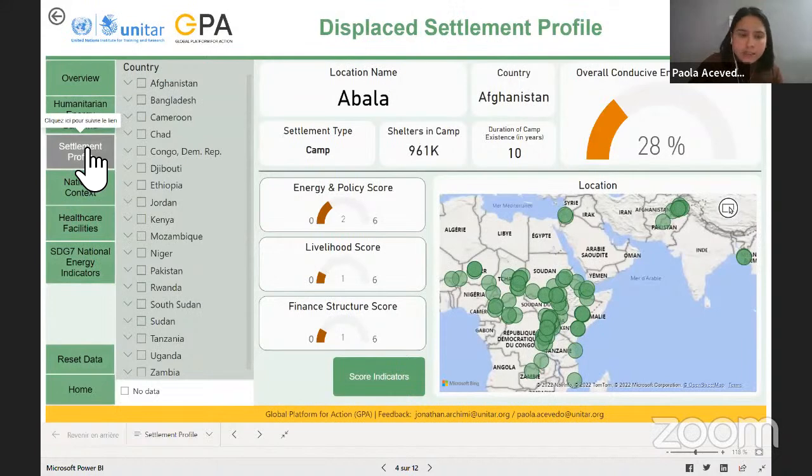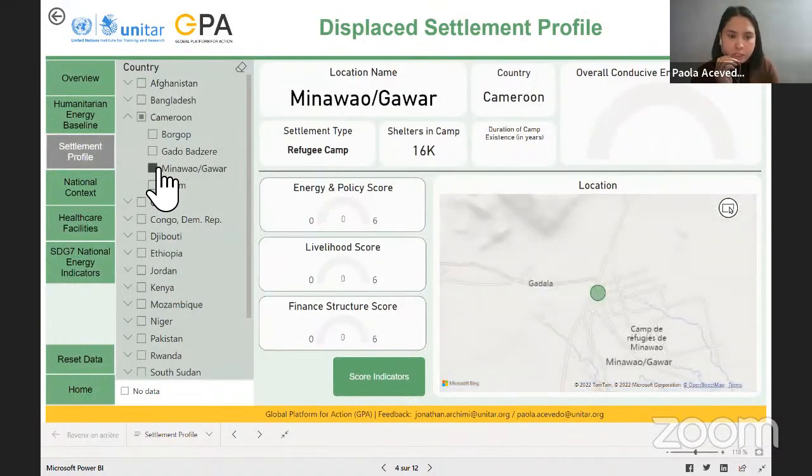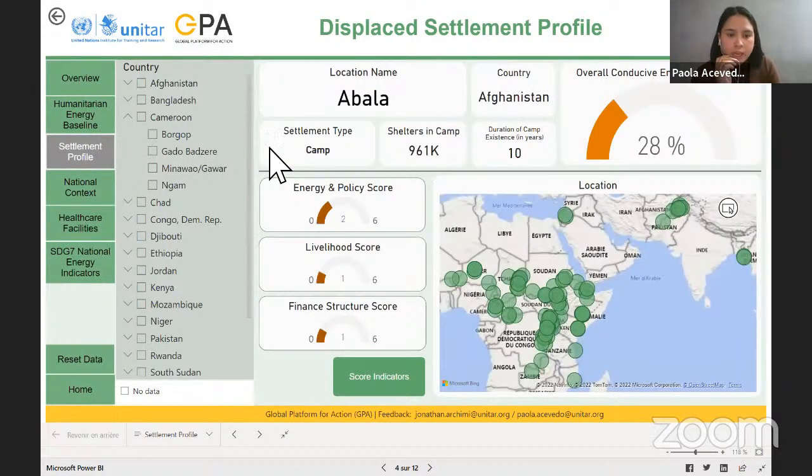In the next page, we have the displaced settlement profile. In this one, we also have a filter by country and by location, by refugee camp. We have the settlement type, the number of shelters in camp, the duration of camp existence in years, the country it's located in, and the overall conducive environment. I will let Jonathan explain further the different scores we have.